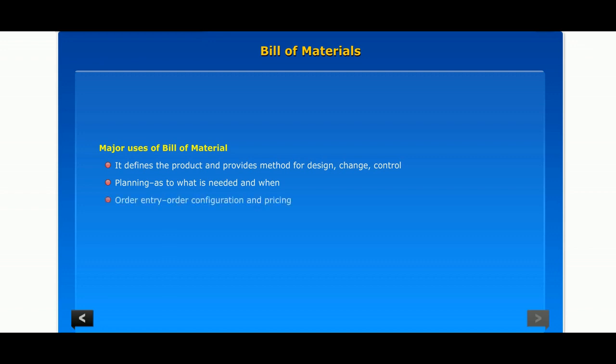Major uses of bill of material. It defines the product and provides method for design, change, control, planning, as to what is needed and when. Order entry, order configuration and pricing, production, parts needed to assemble a product, costing, material cost of goods to be sold.